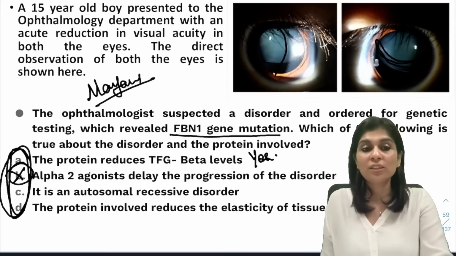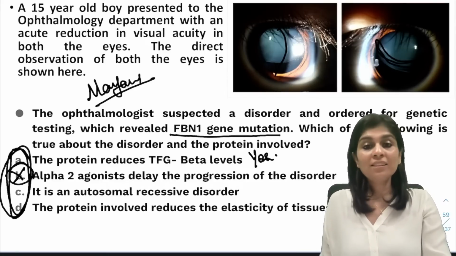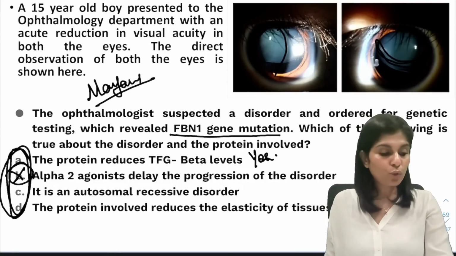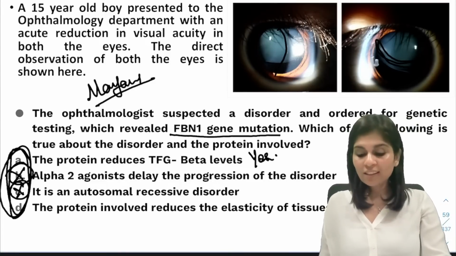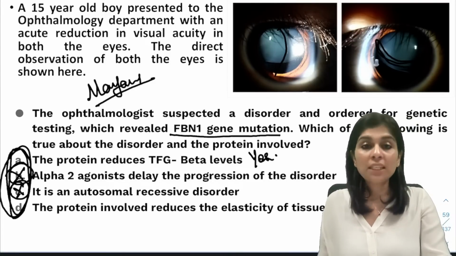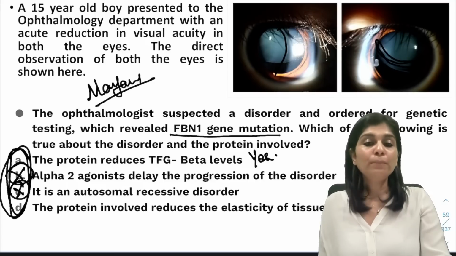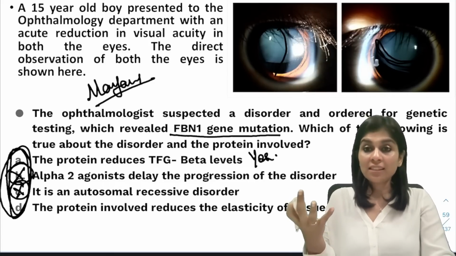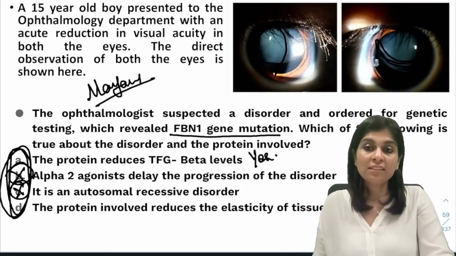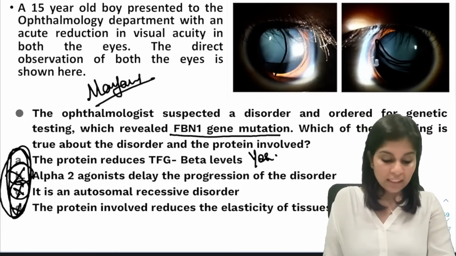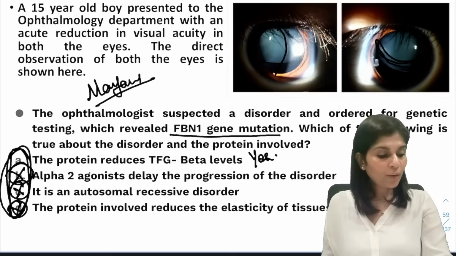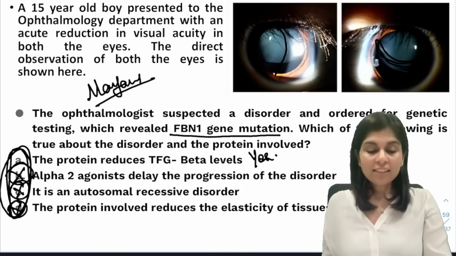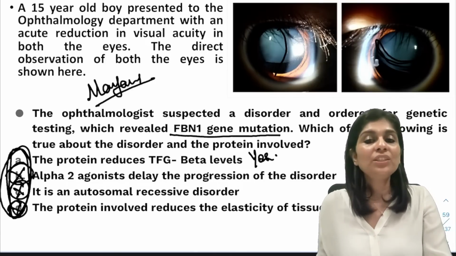So B is false. Is it an autosomal recessive disorder? No, it is an autosomal dominant disorder. The protein involved does not reduce the elasticity of tissues. Normal fibrillin increases the elasticity; it supports the elasticity of tissues. So B, C and D are false. So what is the right answer, all of you? Very good, Ian Donald. So the right answer is the protein reduces TGF-beta levels.